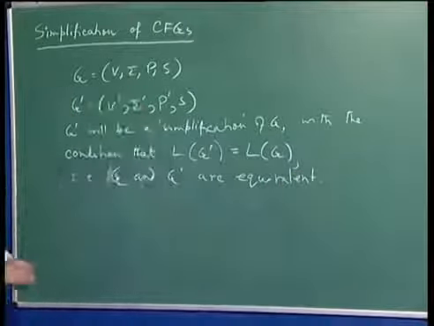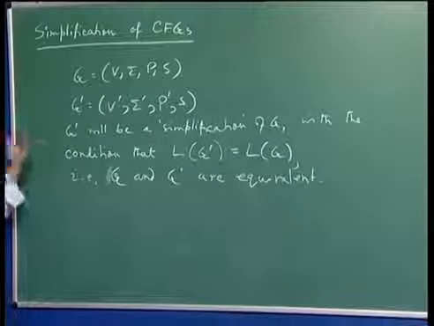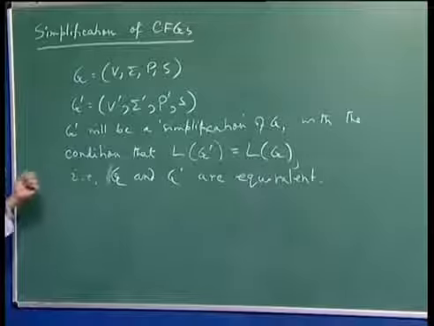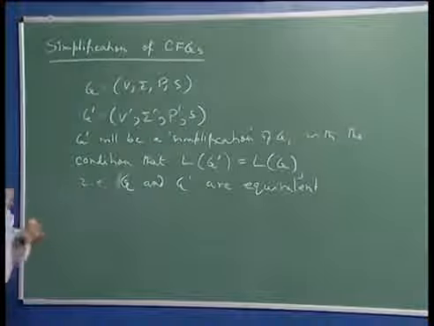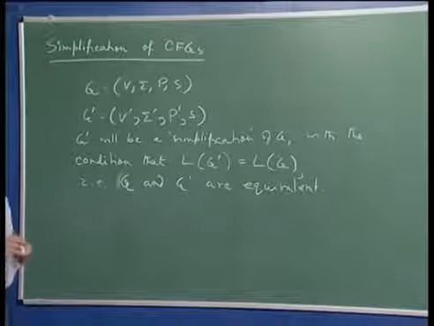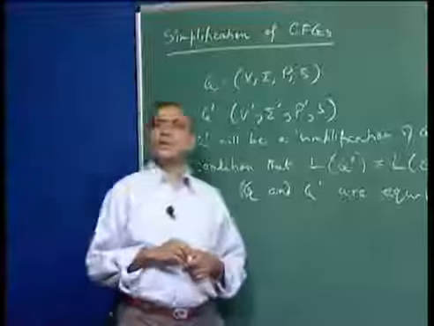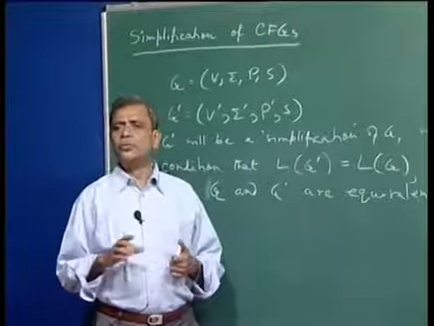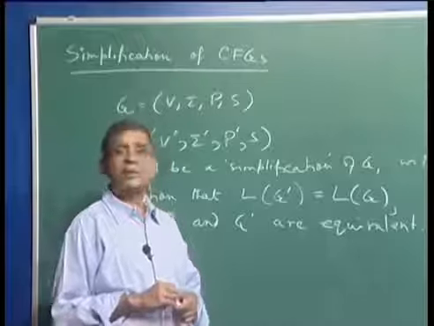The reason we would like to effect these simplifications is that, as we will see, this will help us cast every context free grammar in a certain standard form. We call it normal form, and using that normal form, it will be easy for us to prove certain properties of context free grammars and languages.